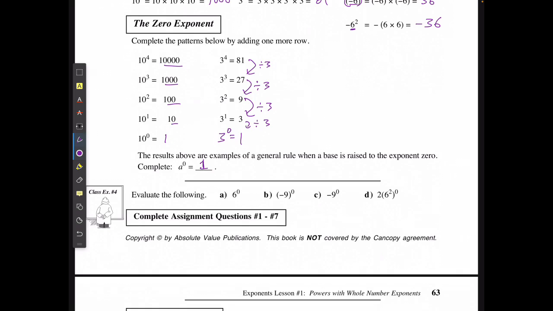So if I'm evaluating the following, 6 to the power of 0 is 1. Negative 9 to the power of 0 is 1. Negative 1 times 9 to the power of 0 is negative 1. And 2 times 6 squared to the power of 0, well, 6 squared to the power of 0 is still just 1. And 2 times 1 is going to give me 2.